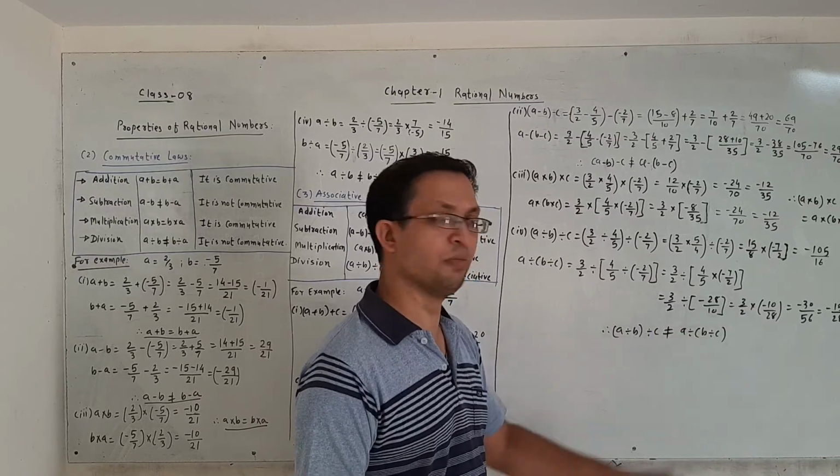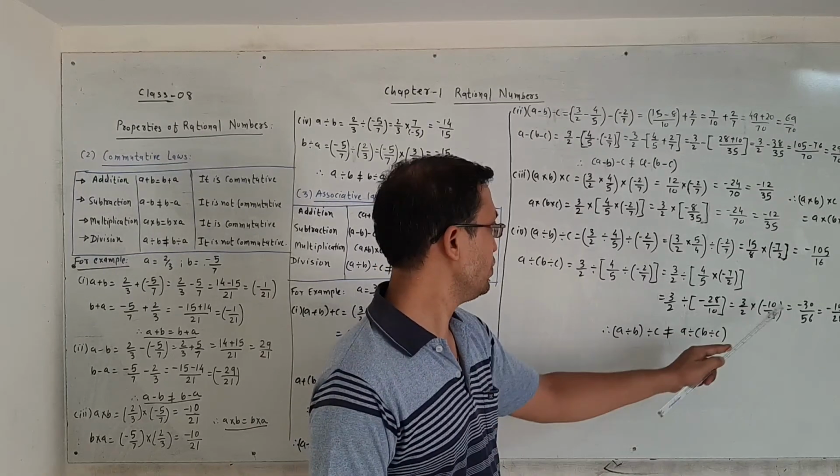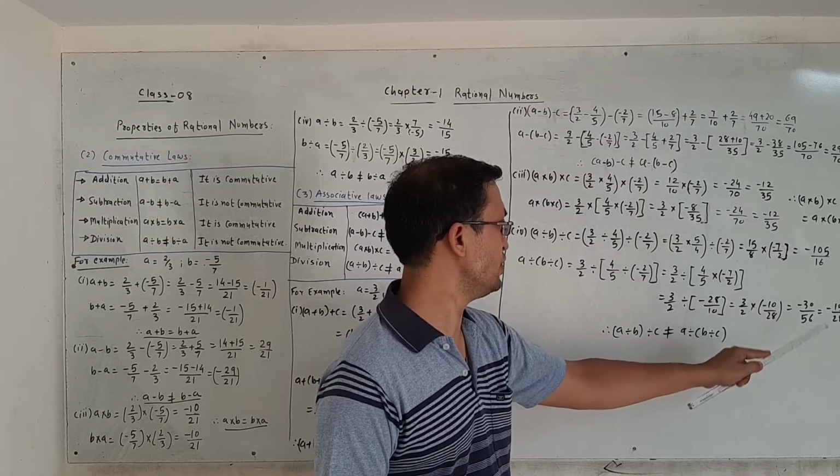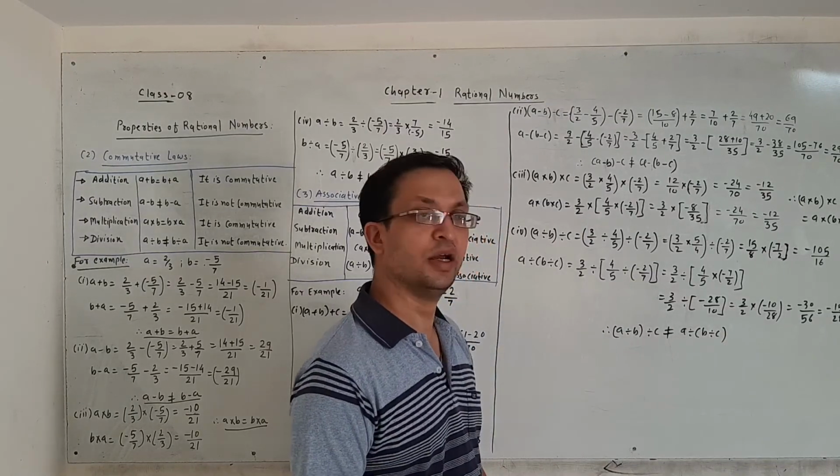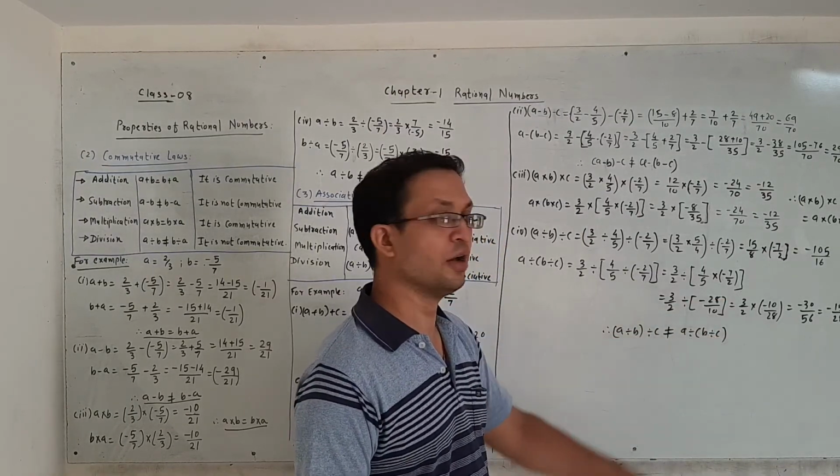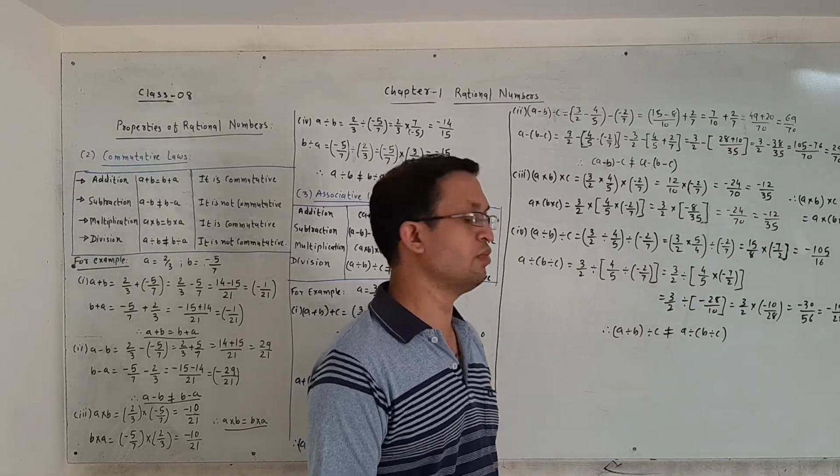That is minus 10 by 28. That is minus 30 by 56, which is minus 15 by 28. Both results are unequal, therefore division property is not true.